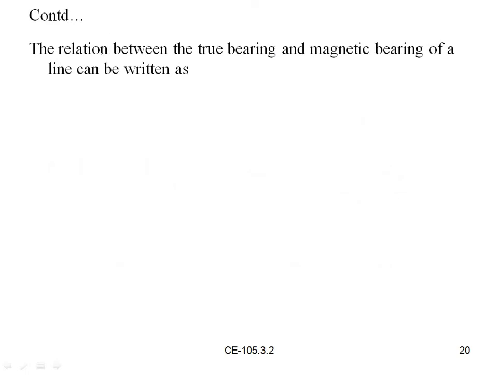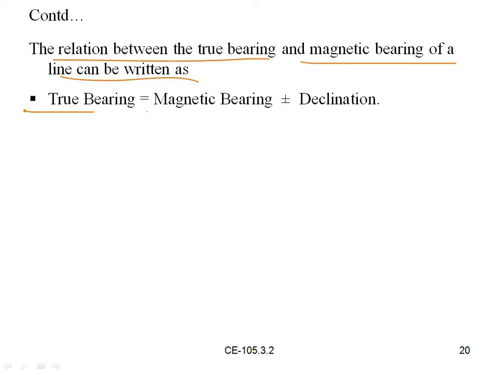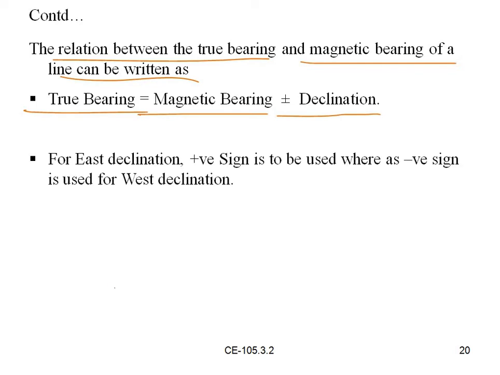So here the relation between the true bearing and magnetic bearing of a line can be written as: true bearing is equal to magnetic bearing plus or minus declination. So here the true bearing is equal to magnetic bearing plus or minus declination.